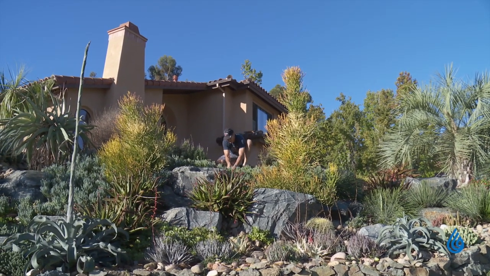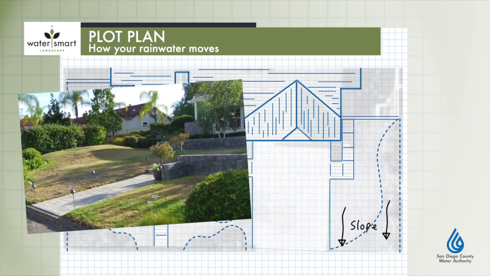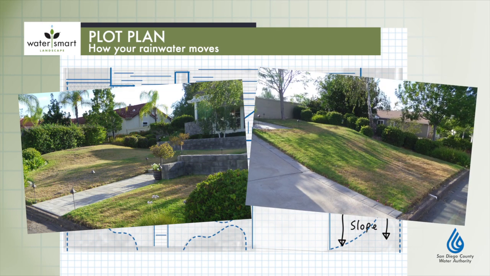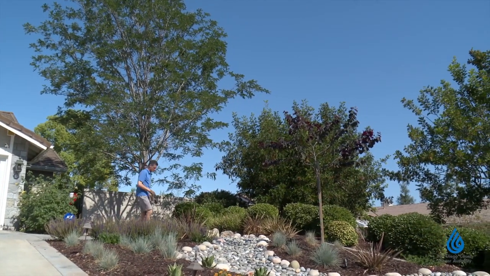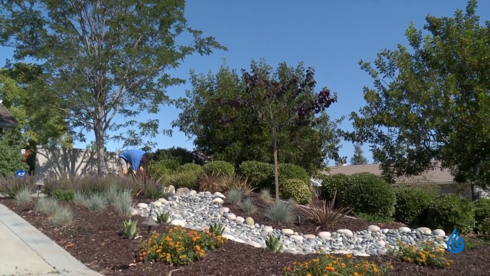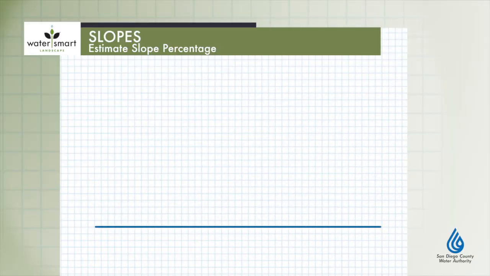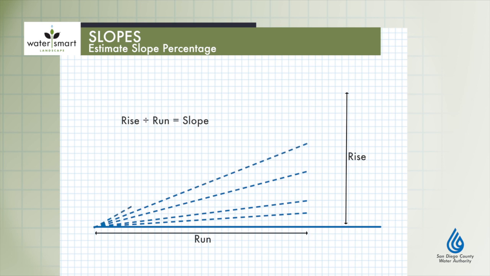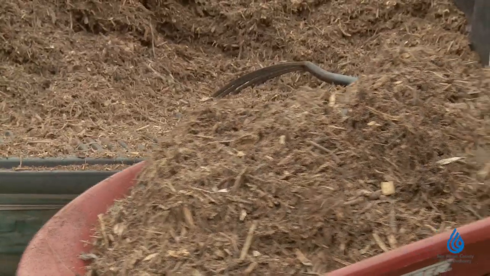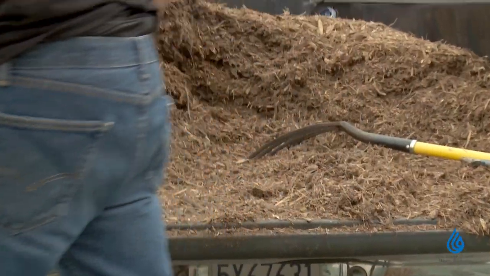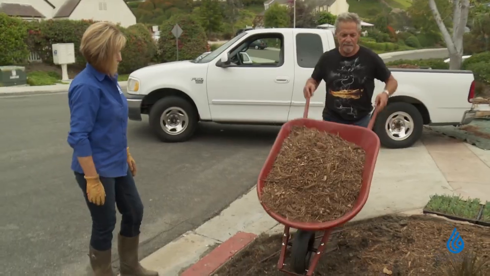Knowing the percentage of a slope will help you understand the speed at which water will run down it. The steeper it is, the faster the water moves, and the less time it has to sink into the soil. It will need special treatment such as mulch to slow it down. You can determine the actual slope of your yard by measuring its rise and run, or by comparing it to the image here. Use soil building mulch to slow the water flowing off slopes.